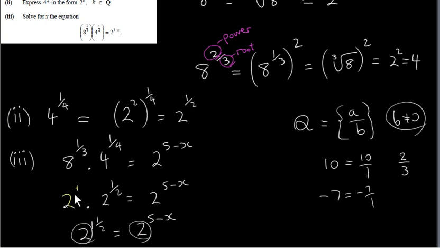The base numbers are the same, so the powers must be the same. So we must have that 5 minus x equals 1 and a half. So minus x equals 1 and a half minus 5, which is minus 3 and a half. Change the signs on either side. We get that x equals 3 and a half.